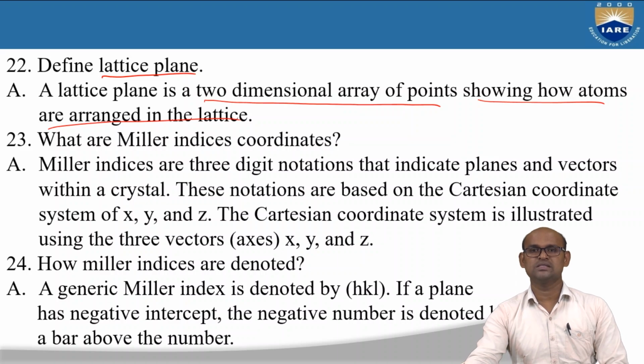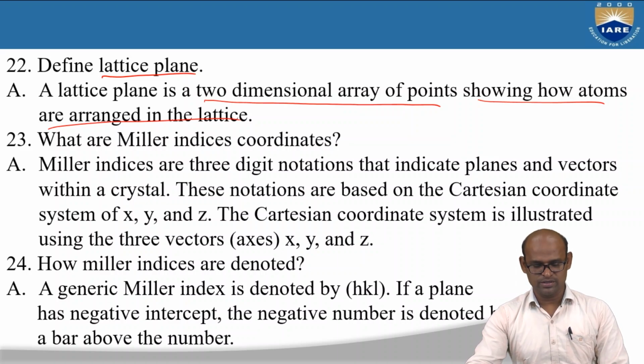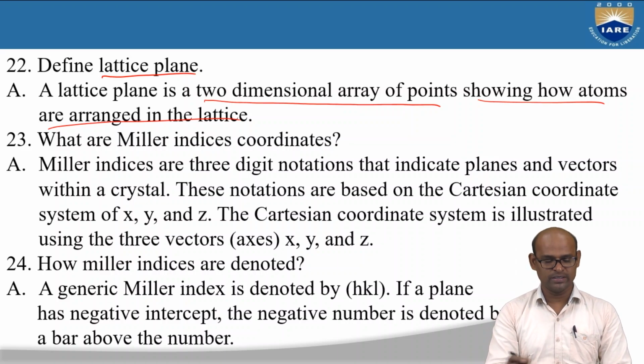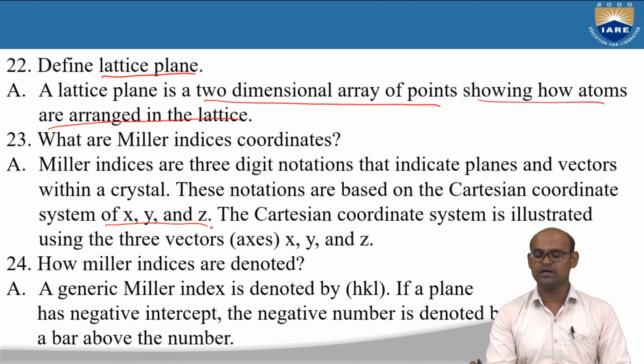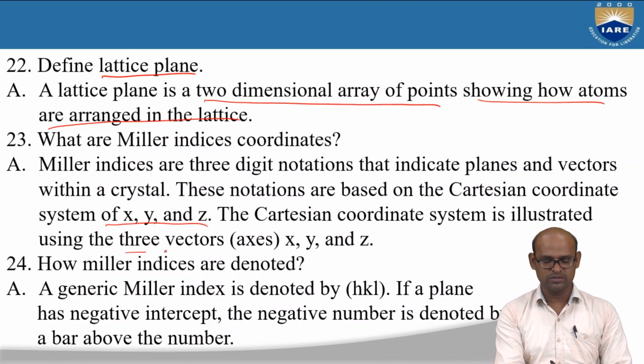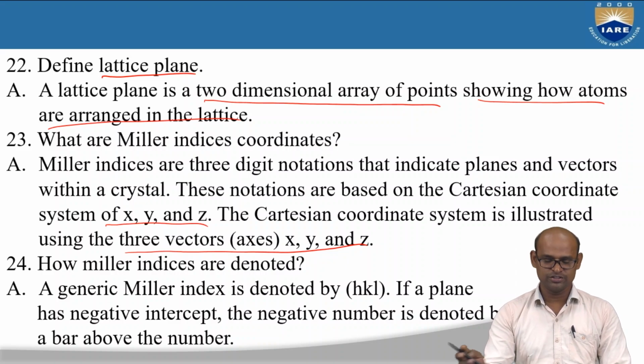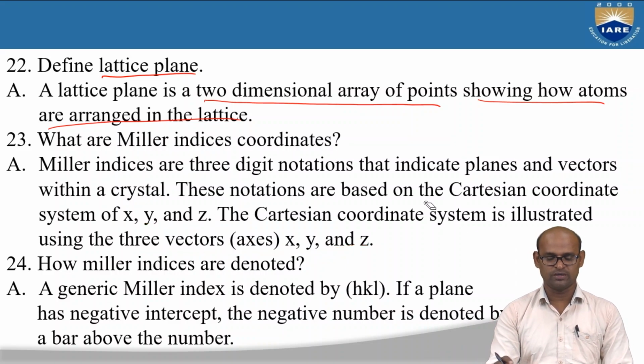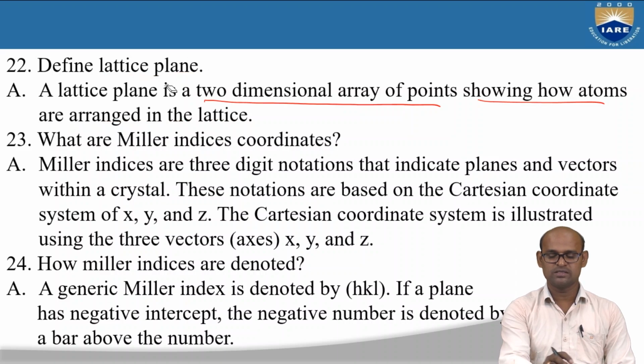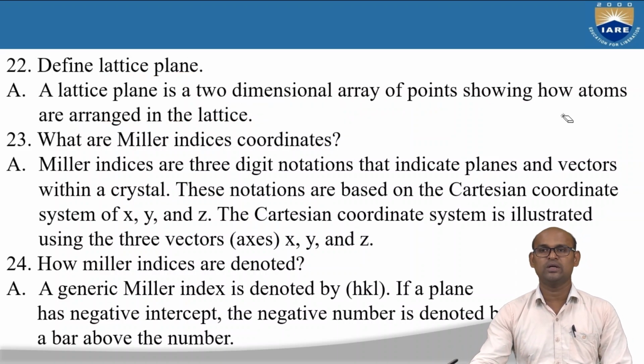What are the coordinates of these Miller indices? Miller indices are three-digit notations that indicate planes and vectors within a crystal. These notations are based on the Cartesian coordinate system x, y, z, which is illustrated using three vectors. So Miller indices coordinates are nothing but the Cartesian coordinate system x, y, z. We use these Miller indices to designate or denote a plane.